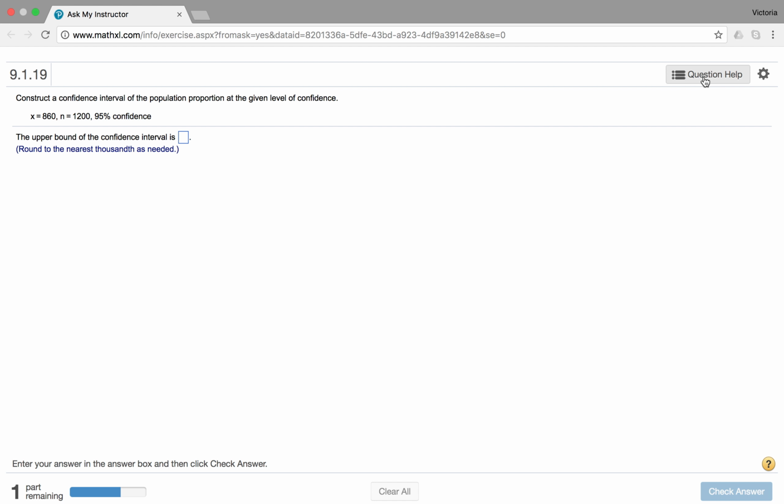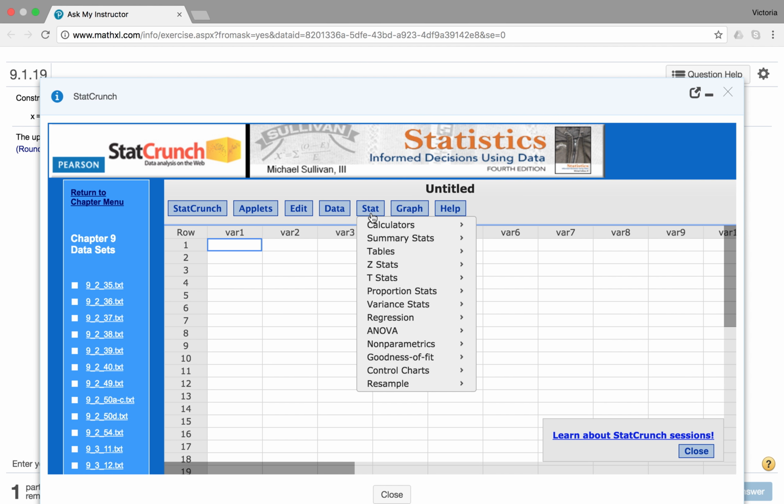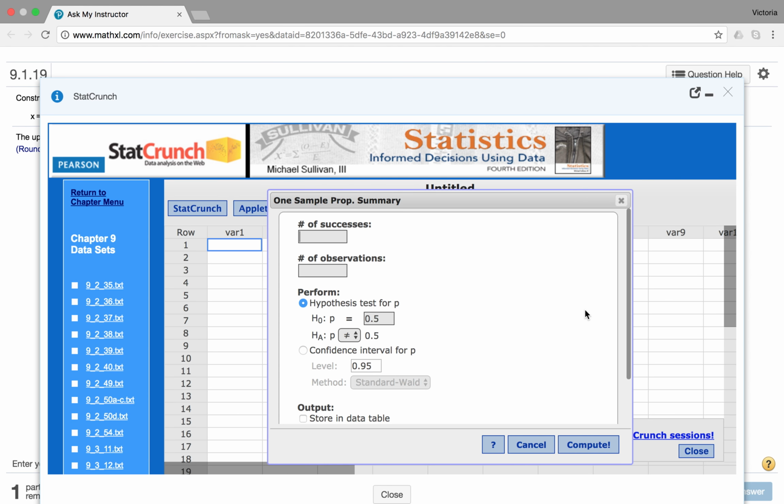So what we're going to do is go to question help and open StatCrunch. Then where you go from here is you go to Stat. We want Proportion Stats. We're dealing with one sample, and we have the summary. We don't have the data. We have X, we have N, but we don't have all the data. So we're going to choose this.